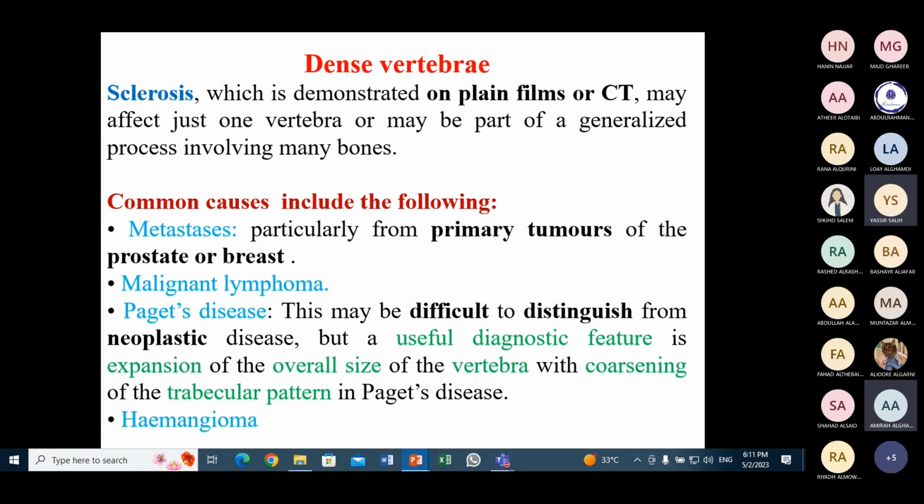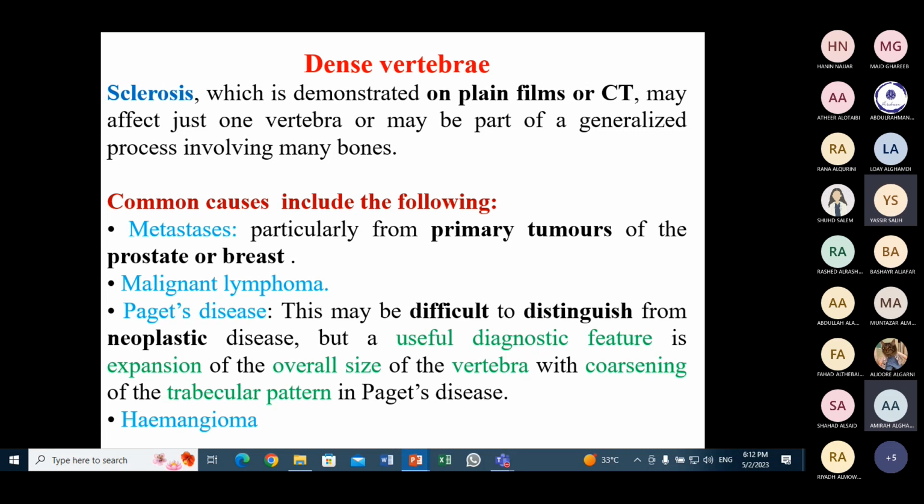لو تتذكر في المحاضرة اللي فاتت كنا آخر سلايد اتكلمنا عن metastasis of the prostate to the vertebral body، فكانت the vertebral body is very dense or sclerotic, more sclerotic metastasis. Metastasis is the cause of the dense vertebral body. Also, malignant lymphoma can cause very dense vertebra, Paget disease, and this is a Paget disease, sometimes or usually difficult to be differentiated from the tumor.